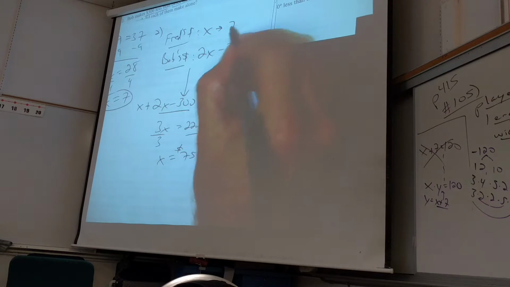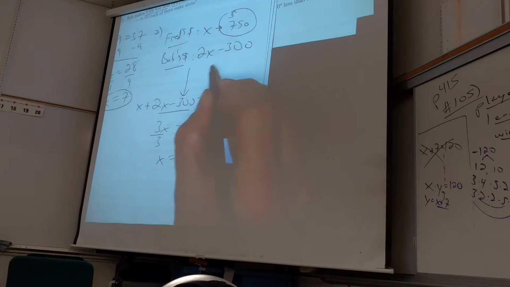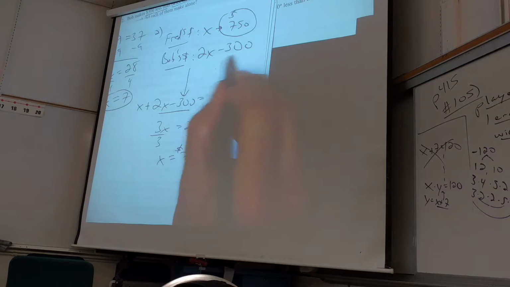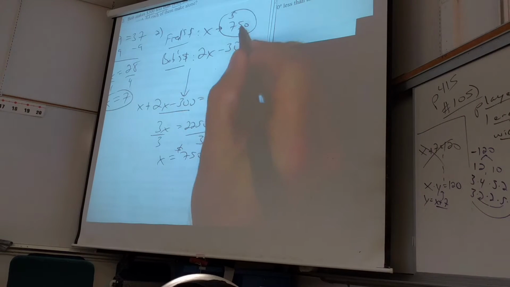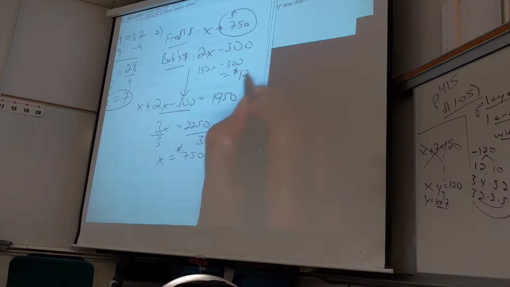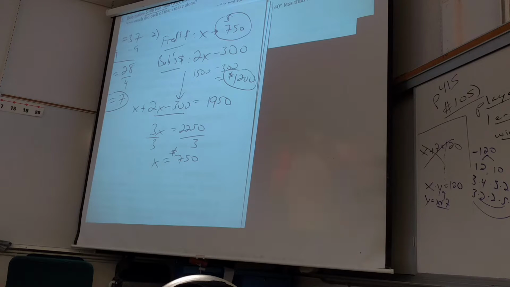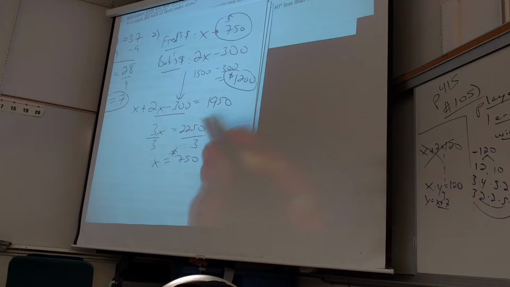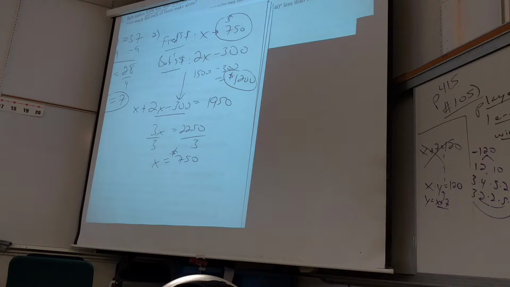Fred is 750. So what's Bob? Bob is Fred times 2 minus 300. So twice that is 1500 minus 300 is 1200. How do you check that? Together they're supposed to make 1950. And they do. So you can always check the answer at the end. Make sure they actually do what they're supposed to do. Do you guys see that? So what's Bob make? 1200.